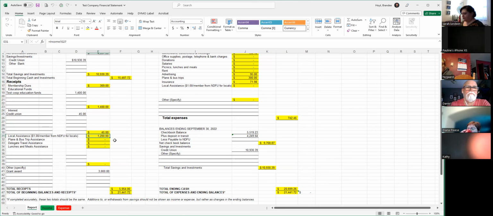But we use these figures here to report on our taxes, on the tax return that I do for all the counties. So that's why we need to make sure it's the accurate amount that was paid out to you guys in that calendar year. So that's why we do that.